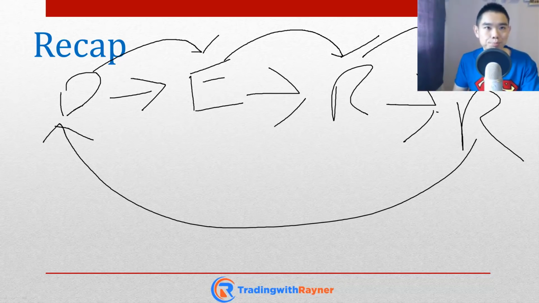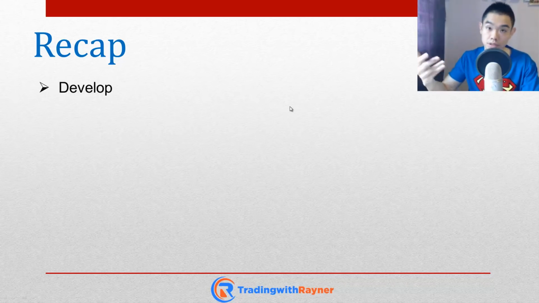Okay, so let's do a quick recap. Number one, develop your trading strategy. I said that there are different ways you can do it to shortcut your learning curve. You can reverse engineer the price action. You can identify repeatable patterns in the market. Or number three, just copy what successful traders do and emulate them closely.